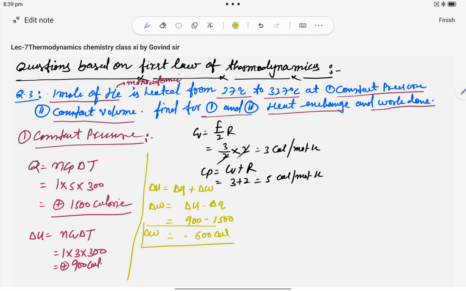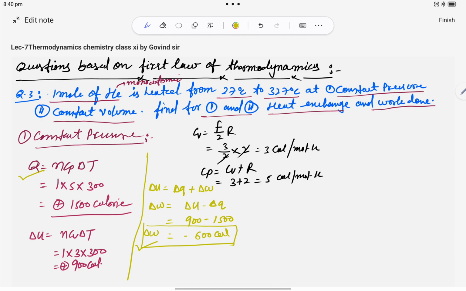So we have calculated Q, the heat exchange, and the work done. Both we have calculated. Minus 600 means, children, minus means what? Work done by the system.